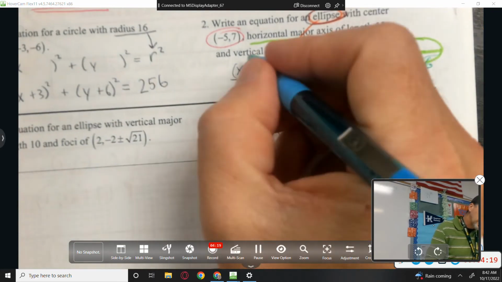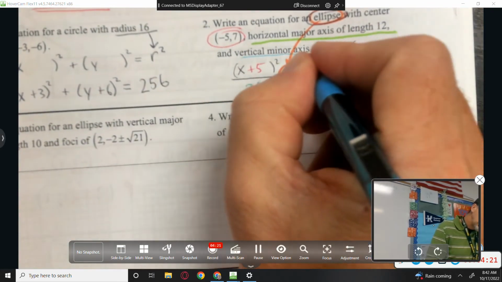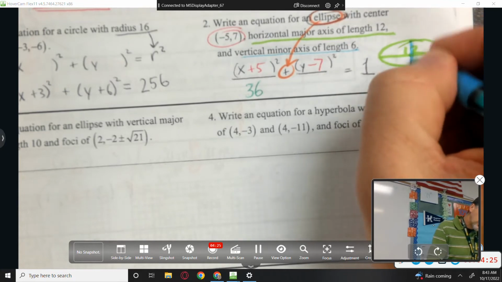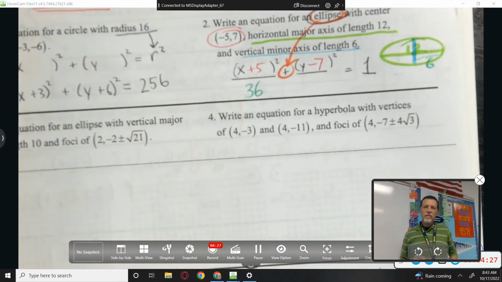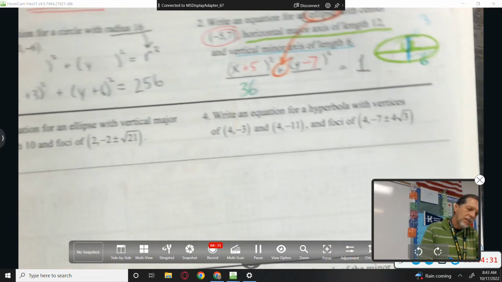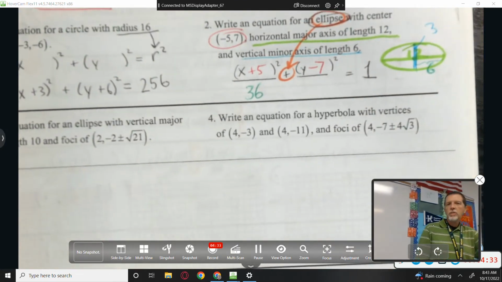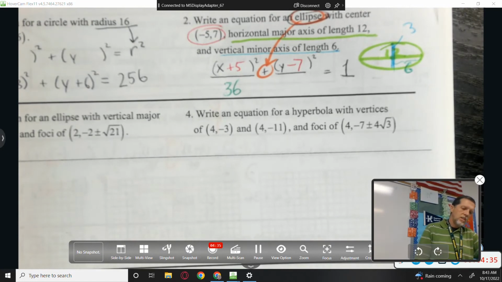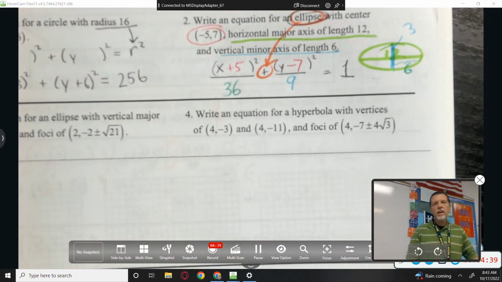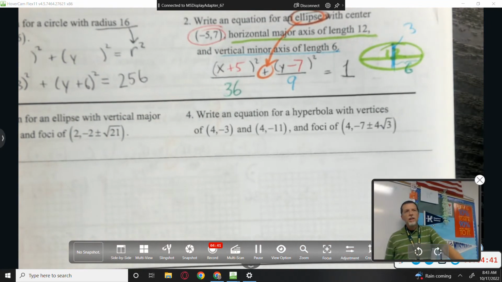Vertical minor axis. So that's up and down, of 6, but I don't want the 6, I want the 3, the half of it. And then what do I do with the 3? Square it, and that was up and down, so that goes under the y. Sort of putting all the pieces together.